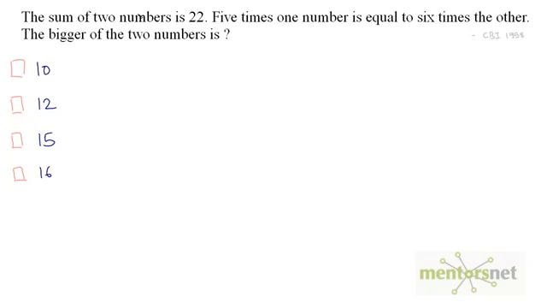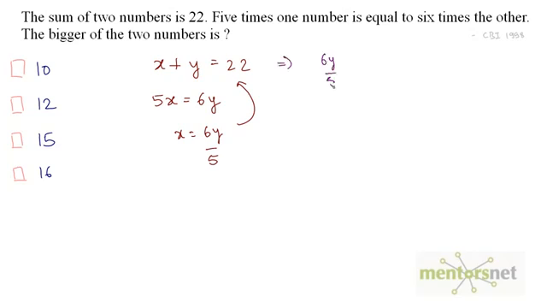What could be the answer of this question? So let the numbers be x and y. The sum of these two numbers is 22. So x plus y is equal to 22. And it is given that 5 times one number is equal to 6 times the other. So 5x is equal to 6y. So let's put x is equal to 6y by 5 in this equation. So we get 6y by 5 plus y is equal to 22.